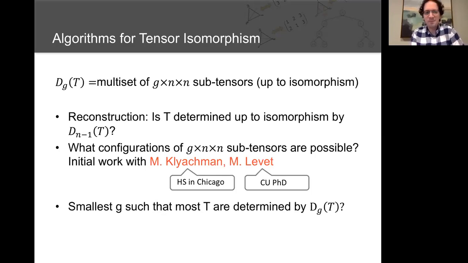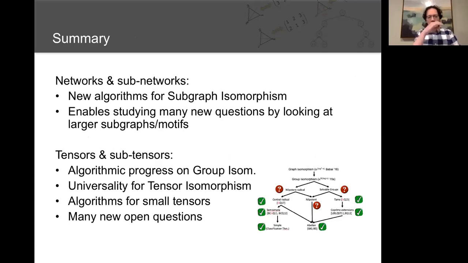All right, so just to summarize, we talked about both networks and tensors, two different ways of describing different aspects of the structure of complex systems, and algorithms for studying their subnetworks, or subtensors, and what we could learn from them. In the case of networks, we have state-of-the-art algorithms for counting these small subgraphs, and those are enabling us to study many new theoretical questions by looking at larger subgraphs.